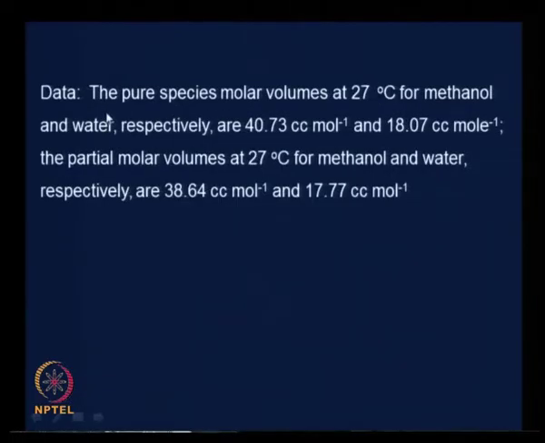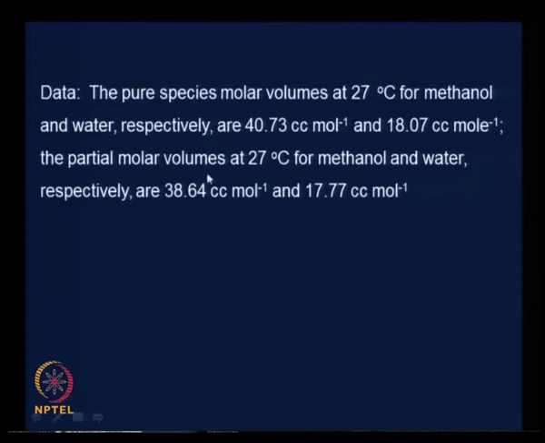The pure species molar volumes at 27 degrees C for methanol and water are given, that is 40.73 centimeter cube per mole for methanol and 18.07 centimeter cube per mole for water. I think we said we will remember this value, 18.07 cc per mole for water.